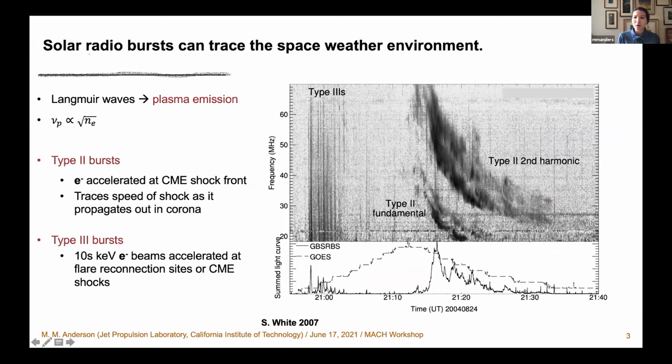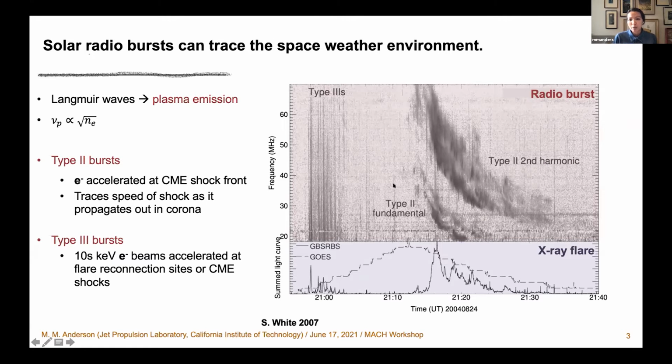So starting with what we know from our own solar system, we know that solar radio bursts can trace the space weather environment. What we're talking about here is plasma emission produced from bulk plasma motion. What I'm showing here on the right is a dynamic spectrum of a solar radio burst accompanied by an X-ray flare observation. On the bottom, the X-ray flux from an X-ray flare is shown by this dashed line, and the corresponding dynamic spectrum from the radio observations. And the plasma emission is directly related to the density through which the shock is propagating.